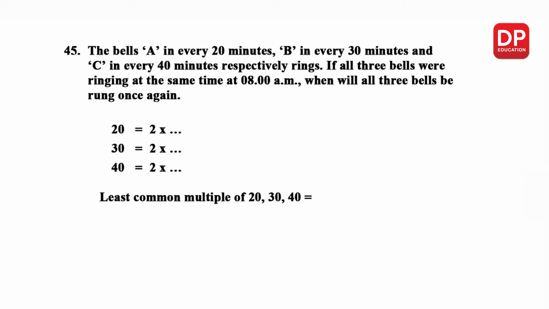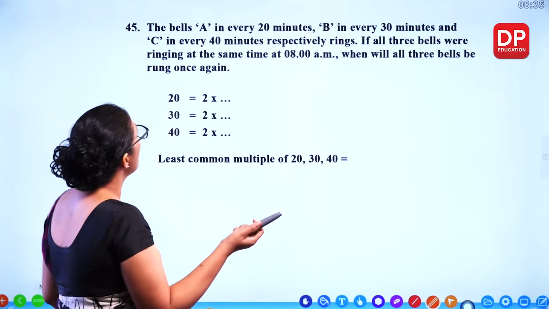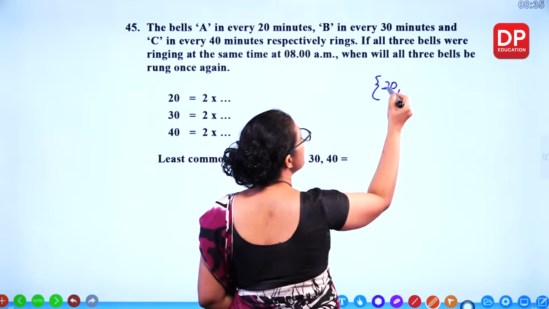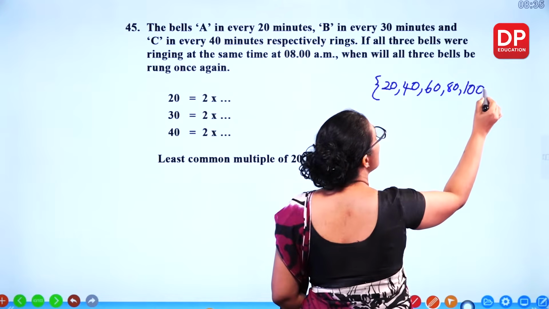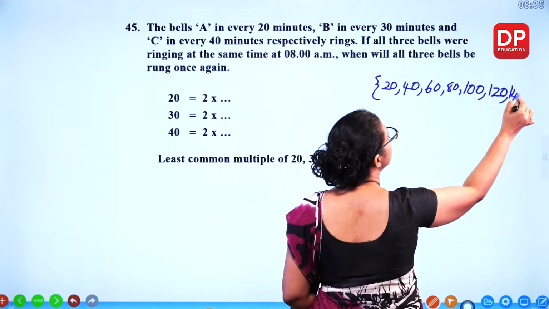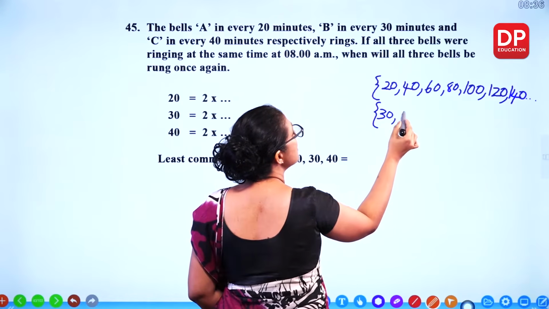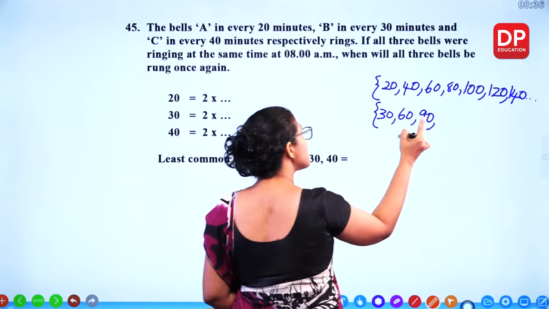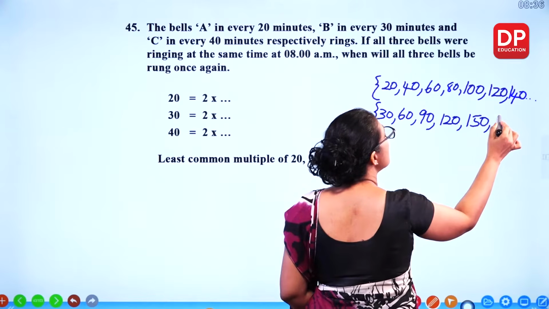Look at this question. The bells A in every 20 minutes, B in every 30 minutes and C in every 40 minutes respectively rings. If all 3 bells were ringing at the same time at 8 a.m., when will all 3 bells be rung once again? So if you take multiples of 20, you get 20, 40, 60, 80, 100, 120, 140. If you take every 30 minutes it's ringing, then multiples of 30: 30, 60, 90, 120, 150, 180. So like that.